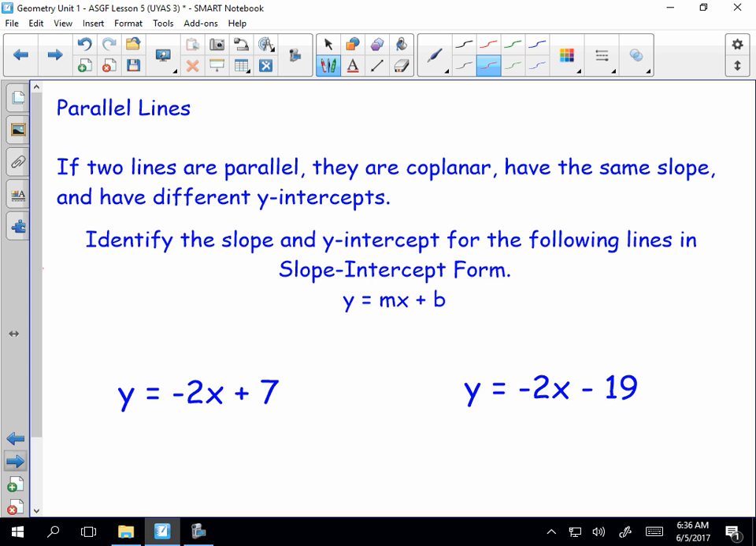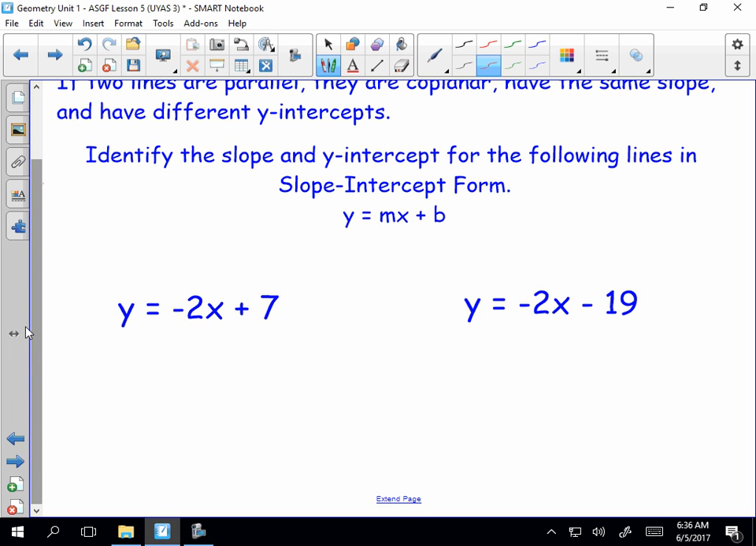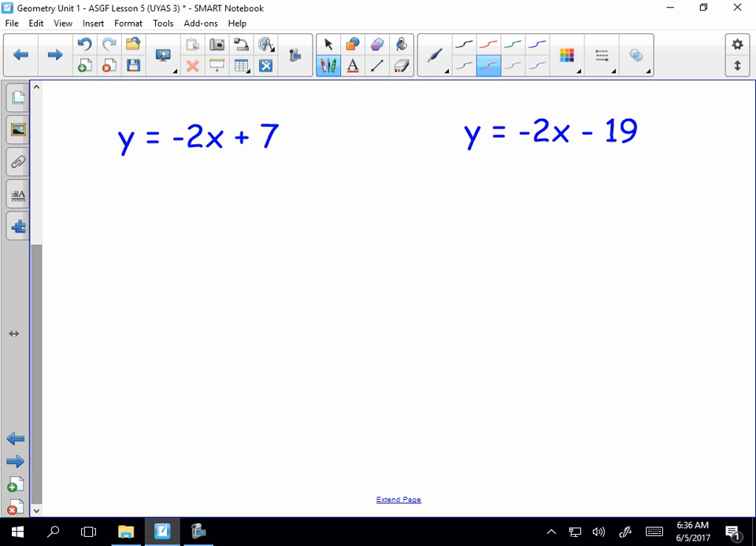So looking at these equations here, two lines are parallel, which means that they are coplanar, lying in the same plane, have the same slope, and different y-intercepts. So when we look at the line equations, we're identifying the pieces. We have a slope of -2. This one has a slope of -2. Now, we can't say that they're parallel yet until we look at the y-intercept.